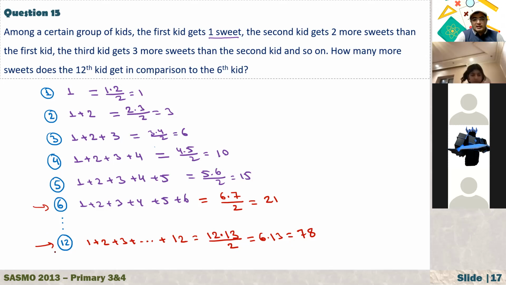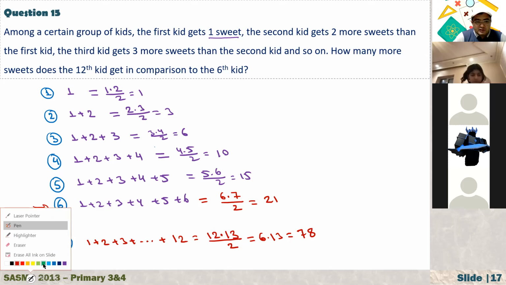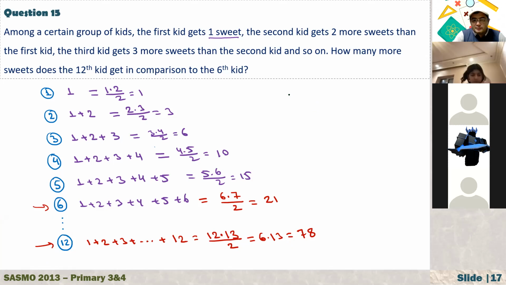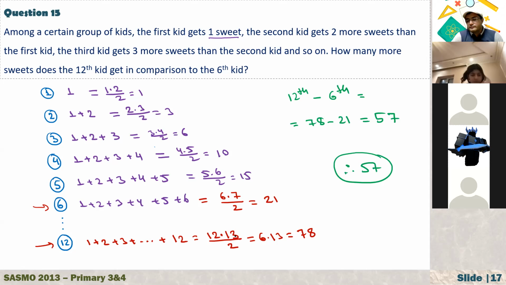The 12th kid gets 78. What is the question? How many more, right? To answer this question, we need to find the difference. So that means 12 kids minus 6 kids, right? That's equal to 78 for the 12th kid and 21 for the 6th. That's equal to 57. So the answer is 57.